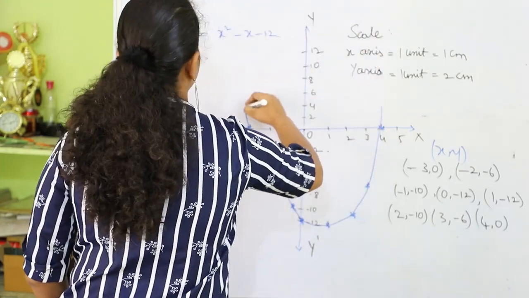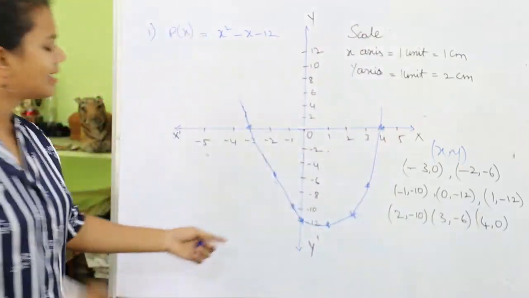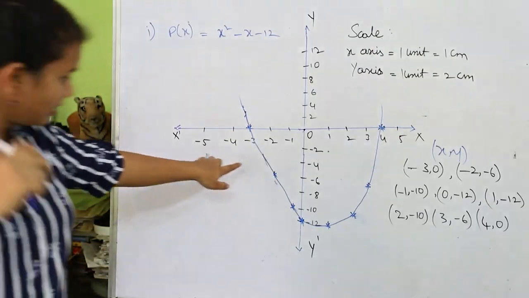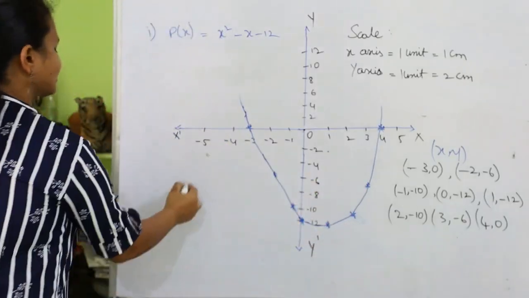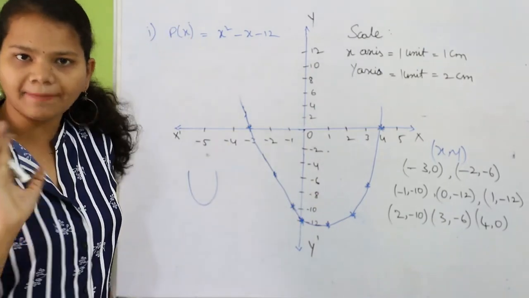Sorry, my hand is shaking, but okay. Clear? So therefore we got something like this shape. So this is what, guys? Parabola. Okay, we got the parabola shape.